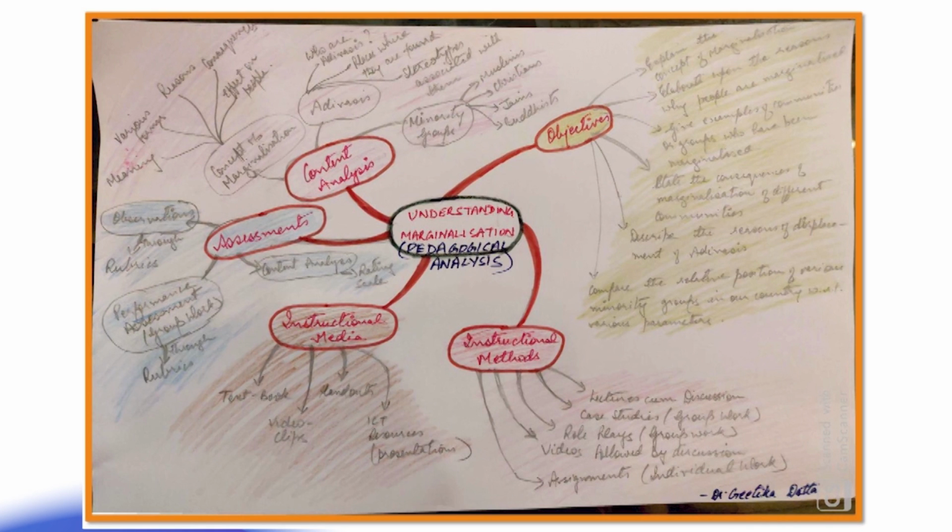So we can see that the entire pedagogical analysis is being done on this paper for that one particular thing. Again, I would like to re-emphasize that there is no one way of doing concept maps. Each person can draw their own concept map. The same thing can be done in a different way also. For example, the concept of marginalization can be taken up separately, and the teachers can draw different objectives based on only that topic, then instructional methods, instructional media and assessment. So it can be done in a very different manner.